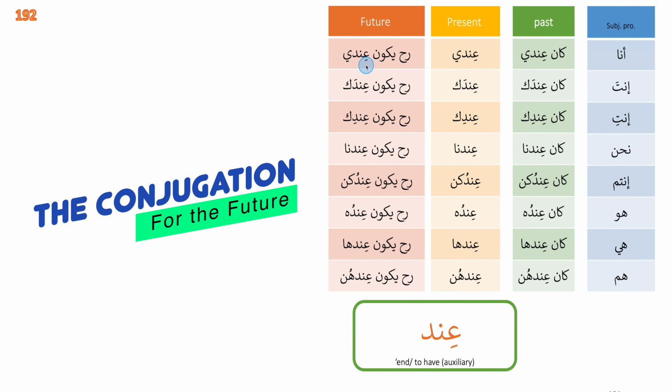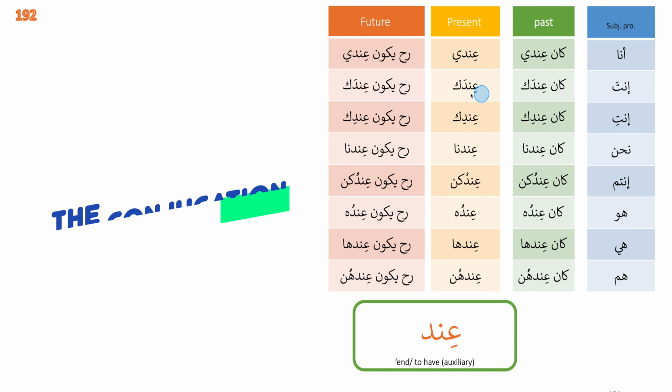أنا رح يكون عندي, I will have. أنت رح يكون عندك, you will have, masculine. أنتي رح يكون عندك, you will have, feminine. نحنا رح يكون عندنا, we will have. أنتو رح يكون عندكن, you will have, group of people. هو رح يكون عنده, he will have. هي رح يكون عندها, she will have. هن رح يكون عندن, they will have.